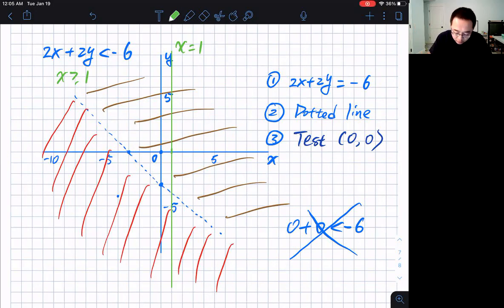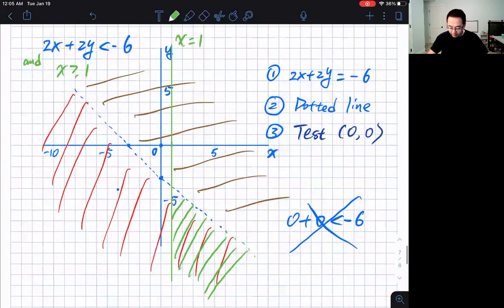So if these two have to be both satisfied, then your solution to this particular system of inequalities is going to be between the dotted line and the solid green line right here, right where I marked as green. So that is your area for your solution.